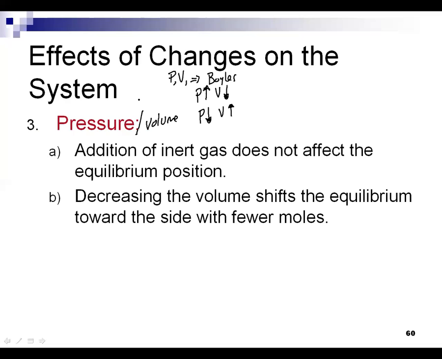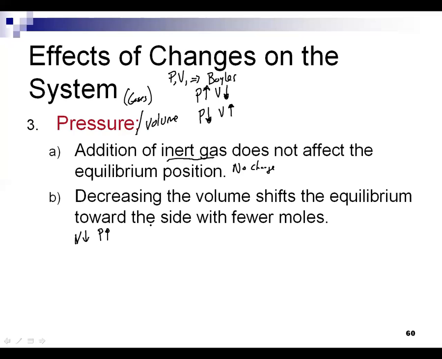So obviously pressure and volume here are related to gases in an equilibrium. When we add something that's an inert gas, like a noble gas, it will have no effect on the equilibrium. So it will cause no change to occur. Now, when we decrease the volume, as we talked about, the pressure will go up. That's the change that's going to occur.